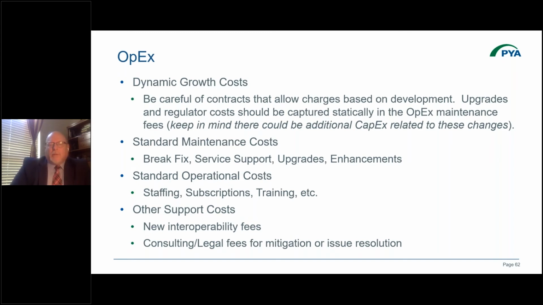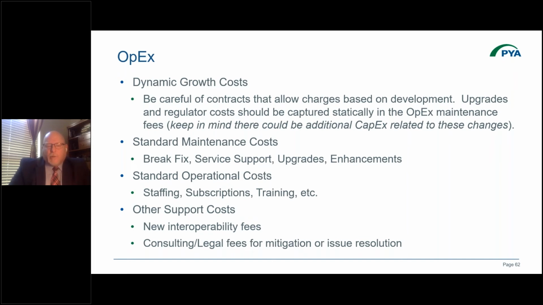Every time Microsoft Word has a new version, there's some cost associated, but it's not reinstalling Microsoft. There's some expectation that they're going to keep up with the times. So make sure you find out what their expectations are and align those with your strategy and your operating expenses. Other standard operating costs, your staffing, subscriptions, training, etc. Those are all in your OpEx, obviously.